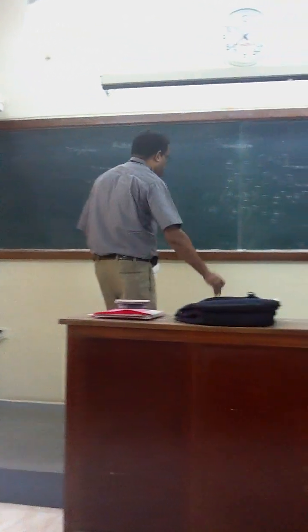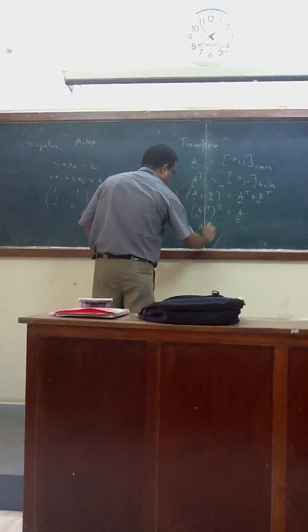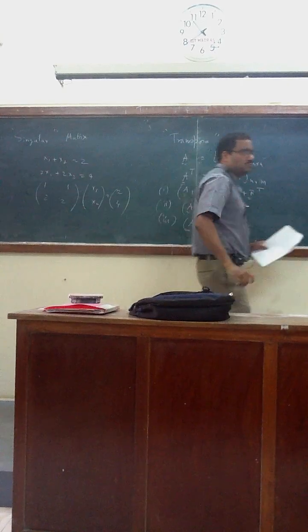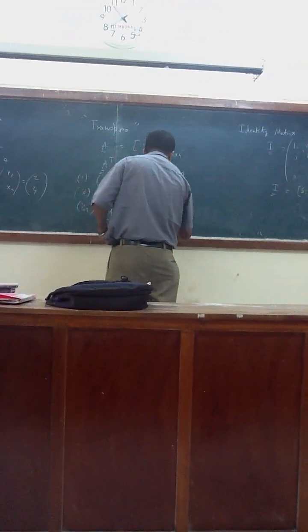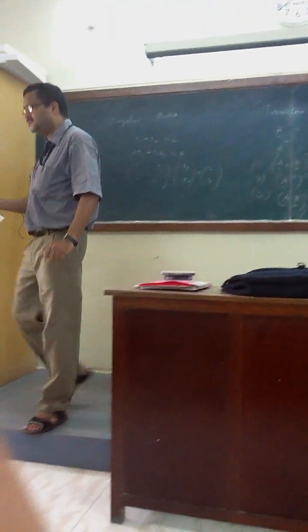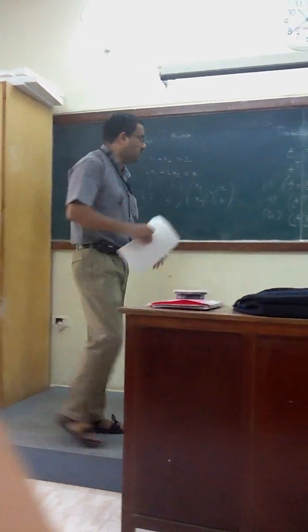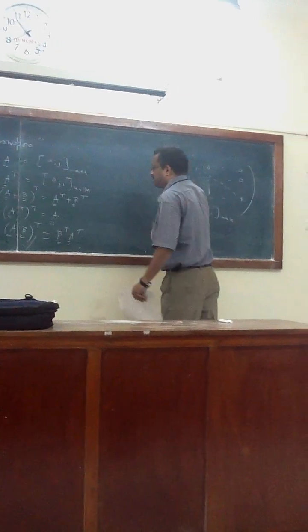Number 3: (AB) transpose equals B transpose A transpose. How to prove it? Think about it and try to prove it. (AB) transpose equals B transpose A transpose.